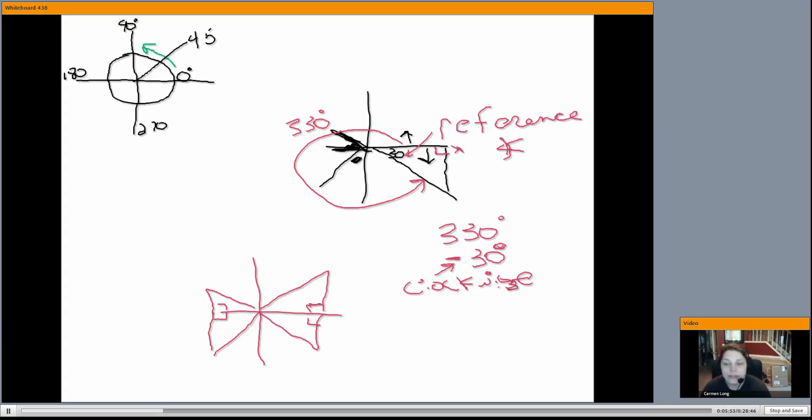Now I'm also going to post a recording that I've already done in the past about the unit circle and radian measure and degree measure. It's very, very important that you understand where the unit circle comes from.